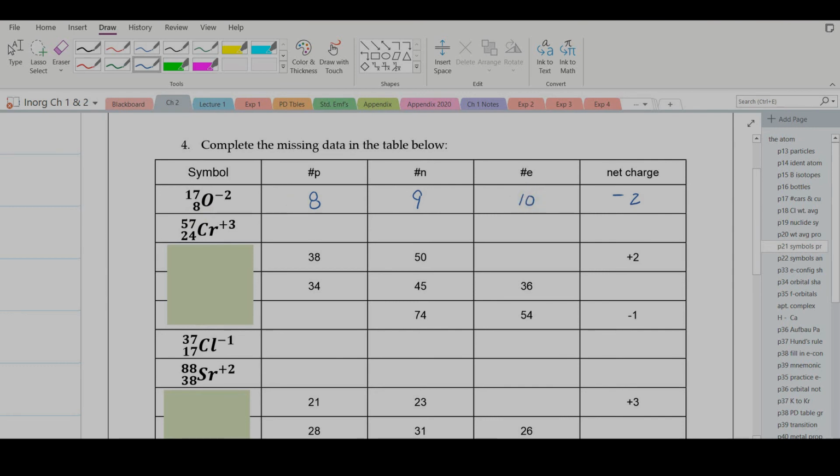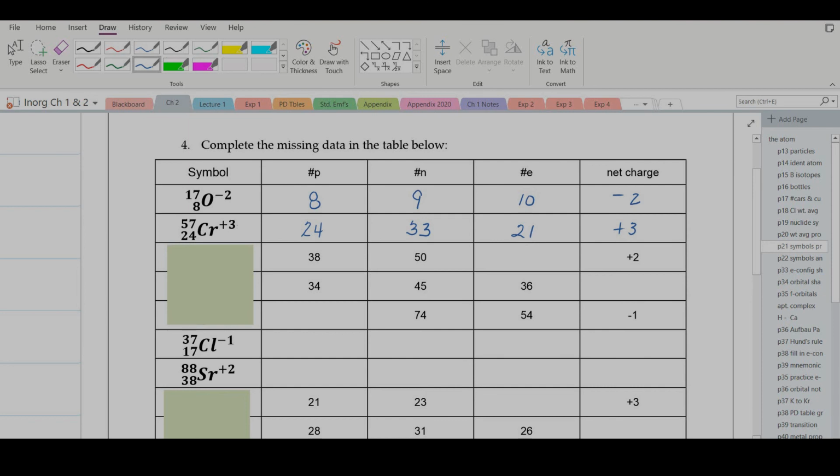For a chromium plus 3 ion, the number of protons given here in the symbol is 24. The number of neutrons would be 57 minus 24. That would be 33. The charge is given as plus 3, and so the number of electrons must be 3 less than the number of protons because it's plus 3. So that would be 21 electrons.